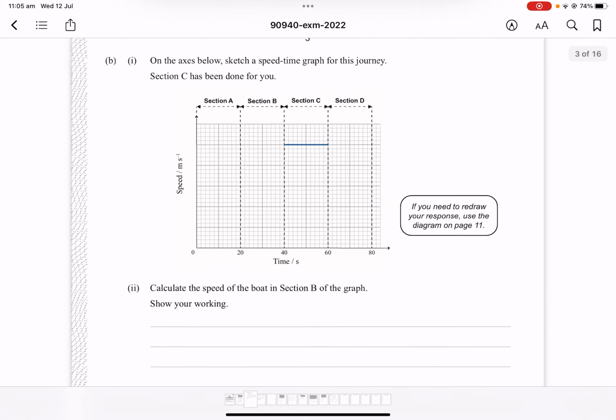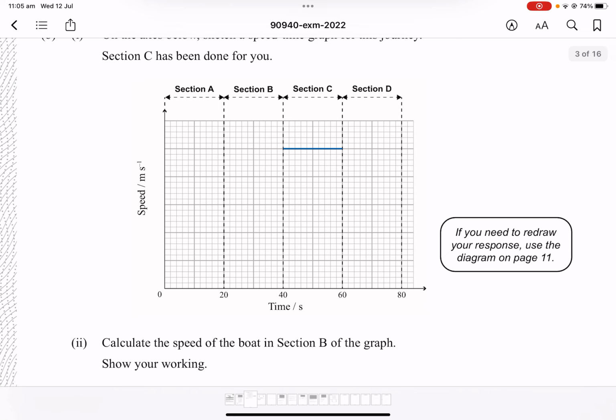Perfect. Let's look at question B(i). On the axes below, we're going to sketch a speed time graph for this journey. Section C has been done for you. This axis has not been labeled, so we're going to find the speed in section C to know what scale the graph is at.